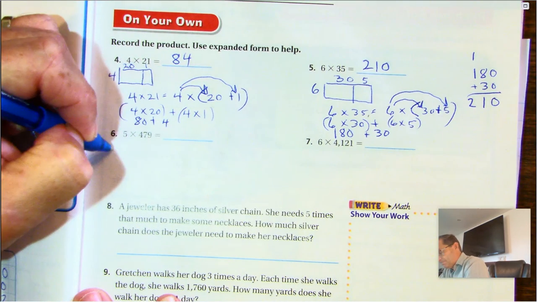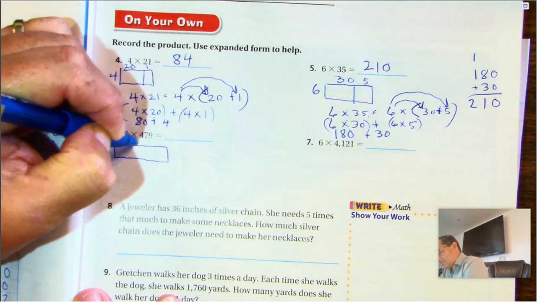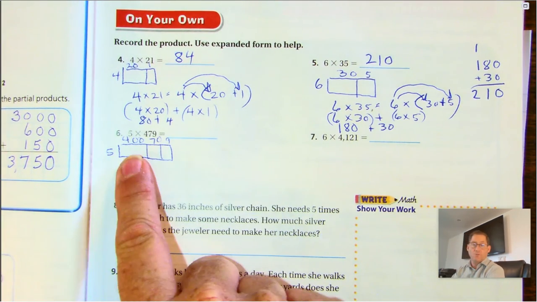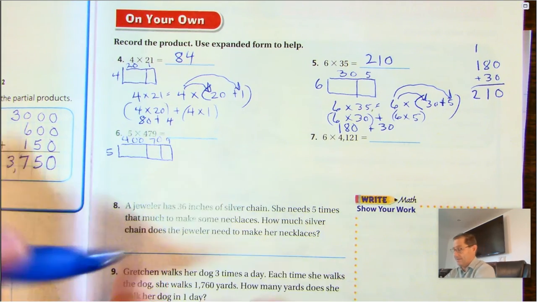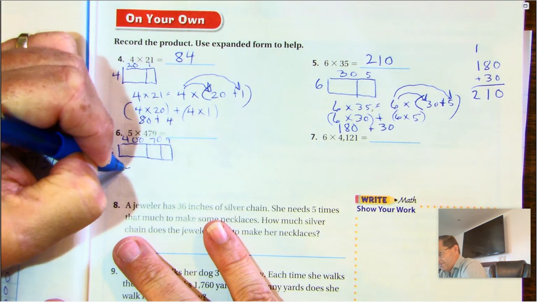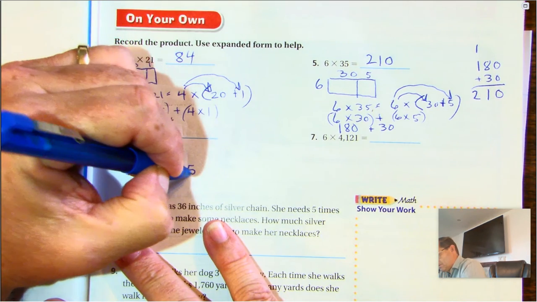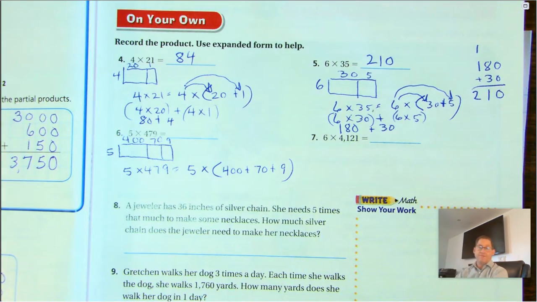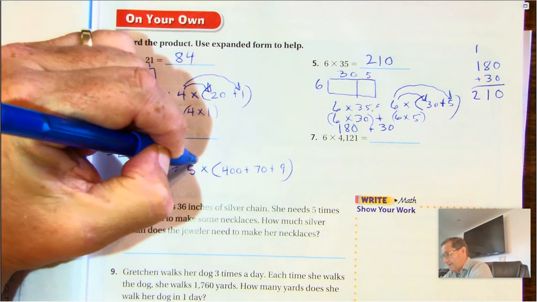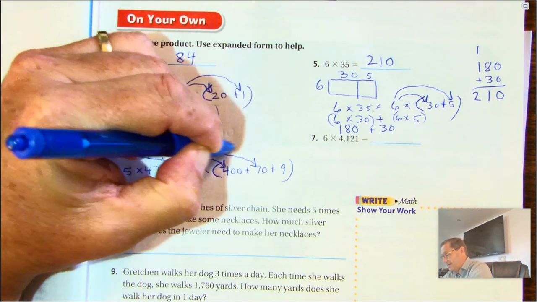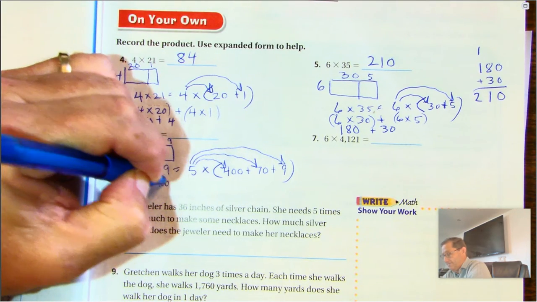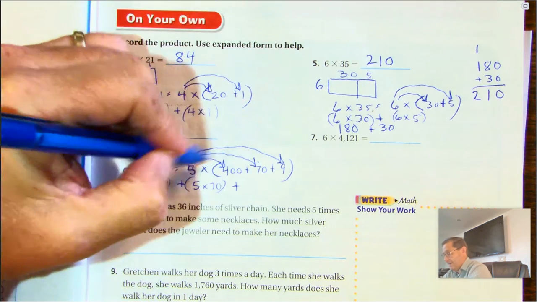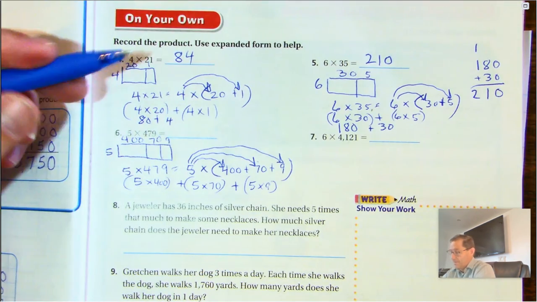Number 5. 479 and 5 times. So 5 times 400, 5 times 70, 5 times 9. So all the model is representing expanded notation, expanded form. So I'm going to break 479 into its place value digits. Okay. 400 plus 70 plus 9. And now we want to multiply the 5 by each of the addends. So 5 times 400 plus 5 times 70 plus 5 times 9.